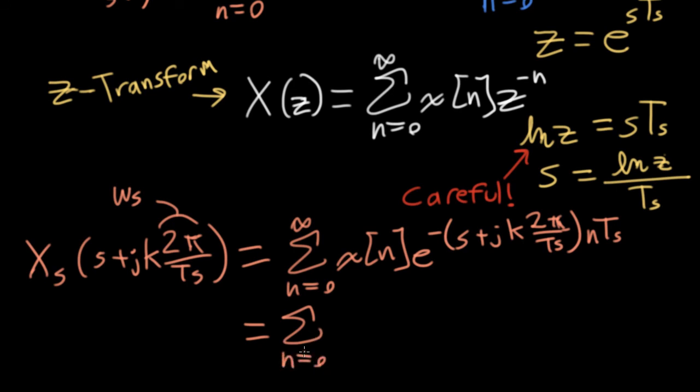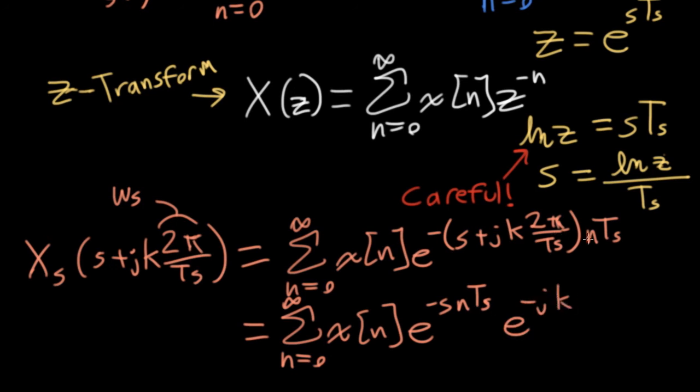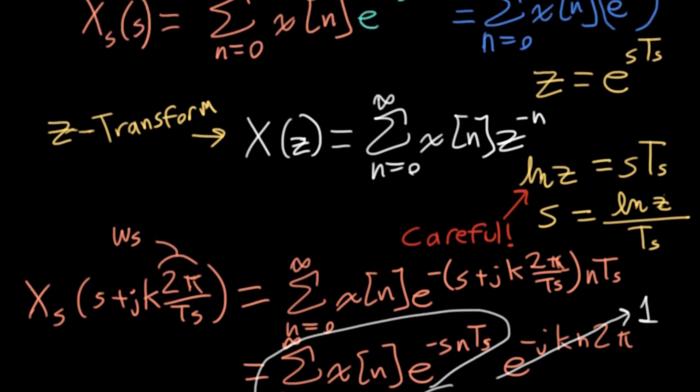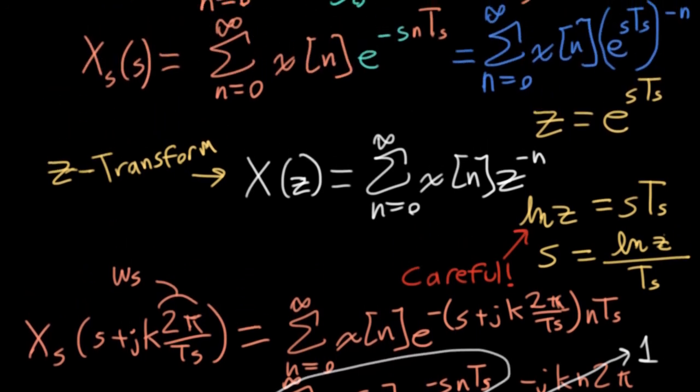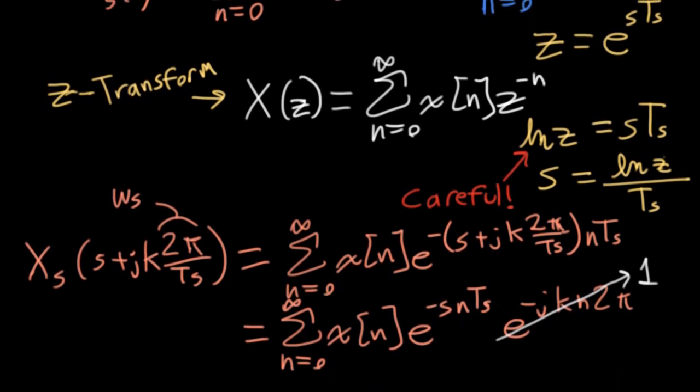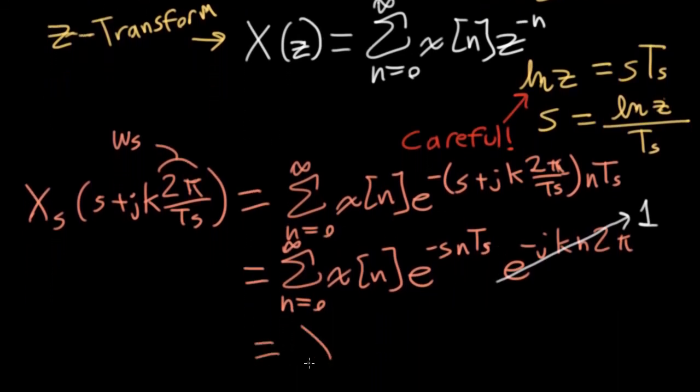And now I can split the exponent. I can write this as e to the minus s n capital Ts, times e to the minus j k n 2 pi, and the Ts's cancel in this factor. But remember, k and n are both integers. So here I have e to the j 2 pi times some integer. So this is all going to give me 1. And what's this expression? Well, it's the Laplace transform x of s that we had earlier. This tells us that all of this stuff is equal to big X of s.